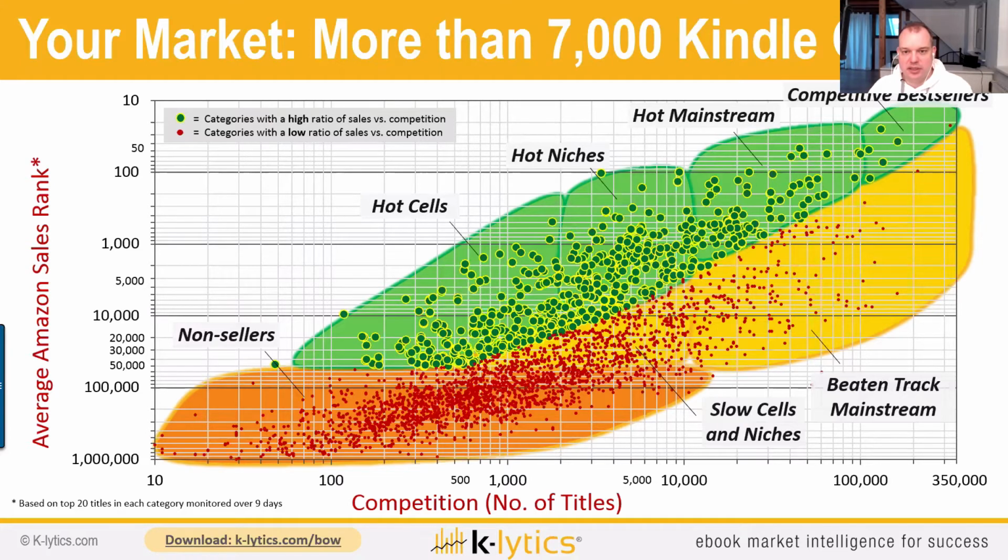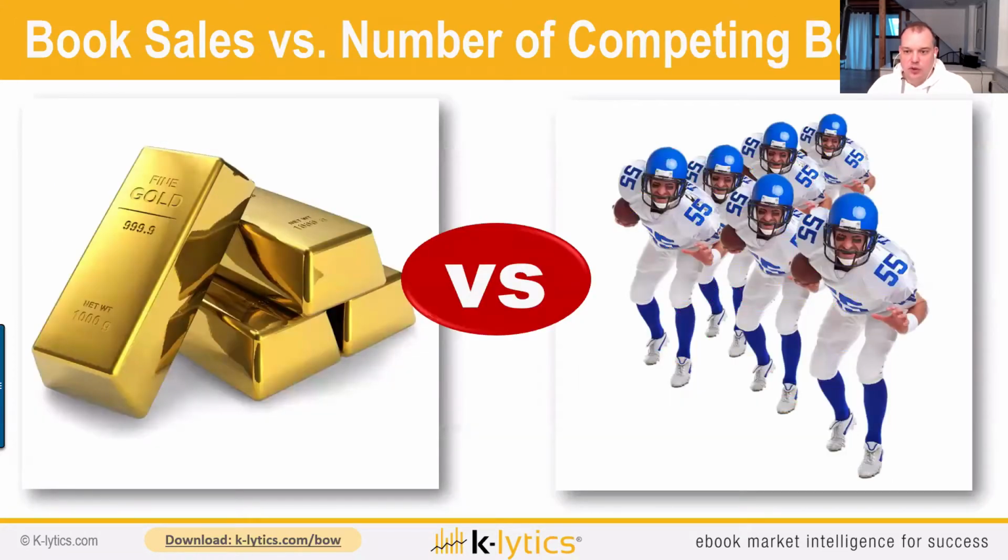But it's very simple. I'll come back to it in a second. What you have here is basically two things being measured. Book sales, that's the pot of gold, as measured by the sales rank. So the better the sales rank, the better the sales. And the number of competing books, as a measure or indicator of the degree of competition, right?